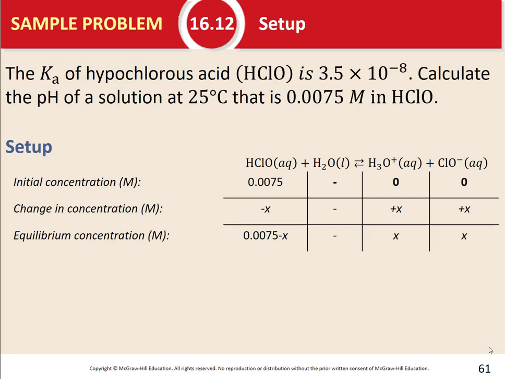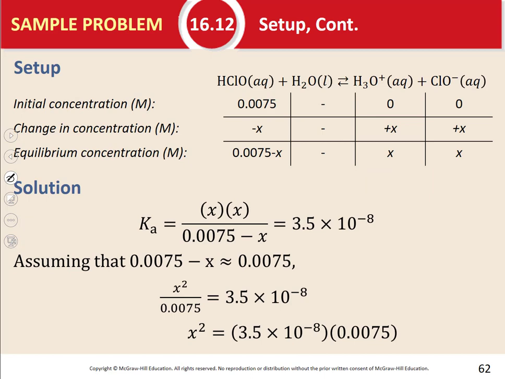So once we have our ice table constructed, we can go ahead and write out our equilibrium expression. In this case, our equilibrium expression is going to be equal to the concentration of the products over the concentration of the reactants. That's the light blue. So our products are going to be X and X, so we'll end up with X squared on the top.